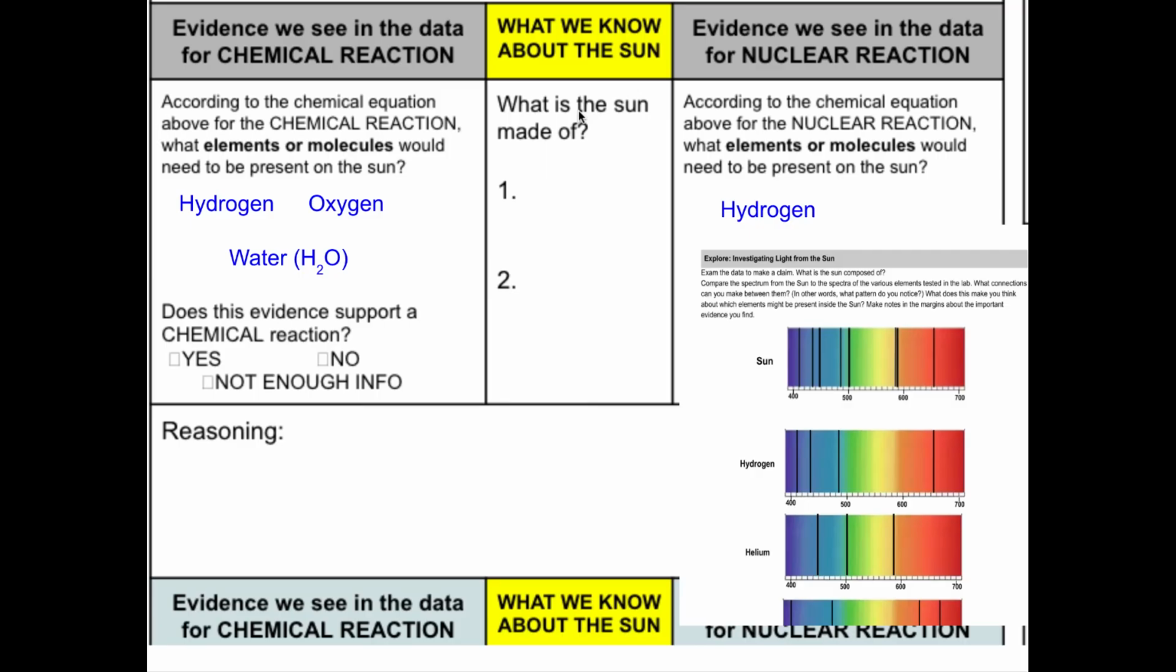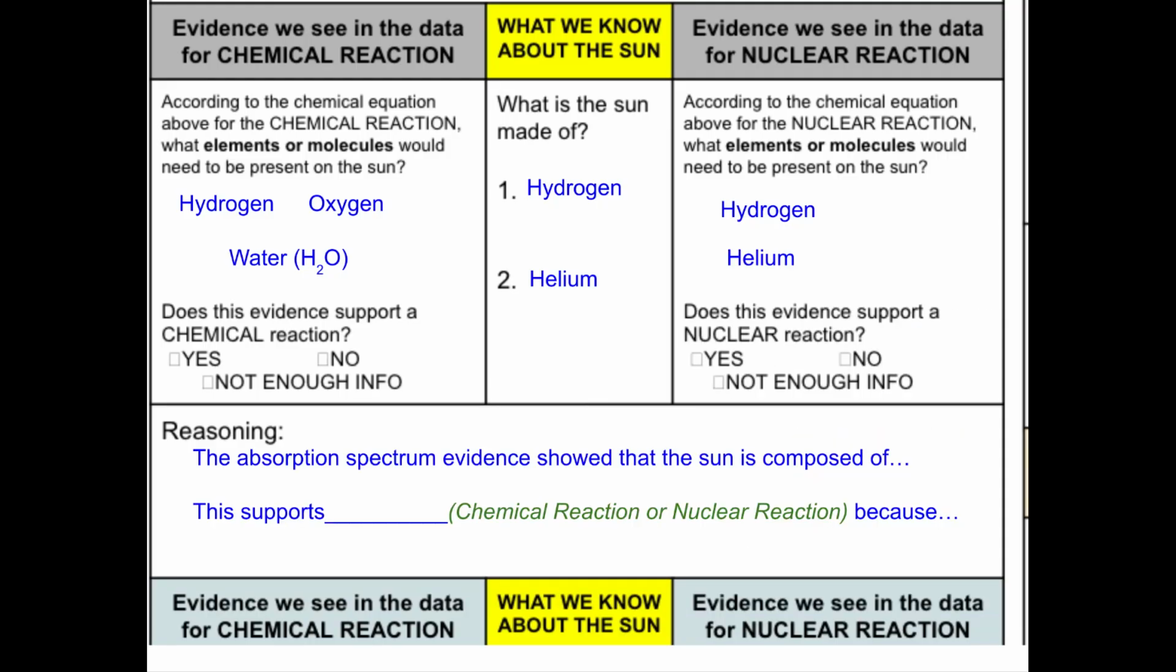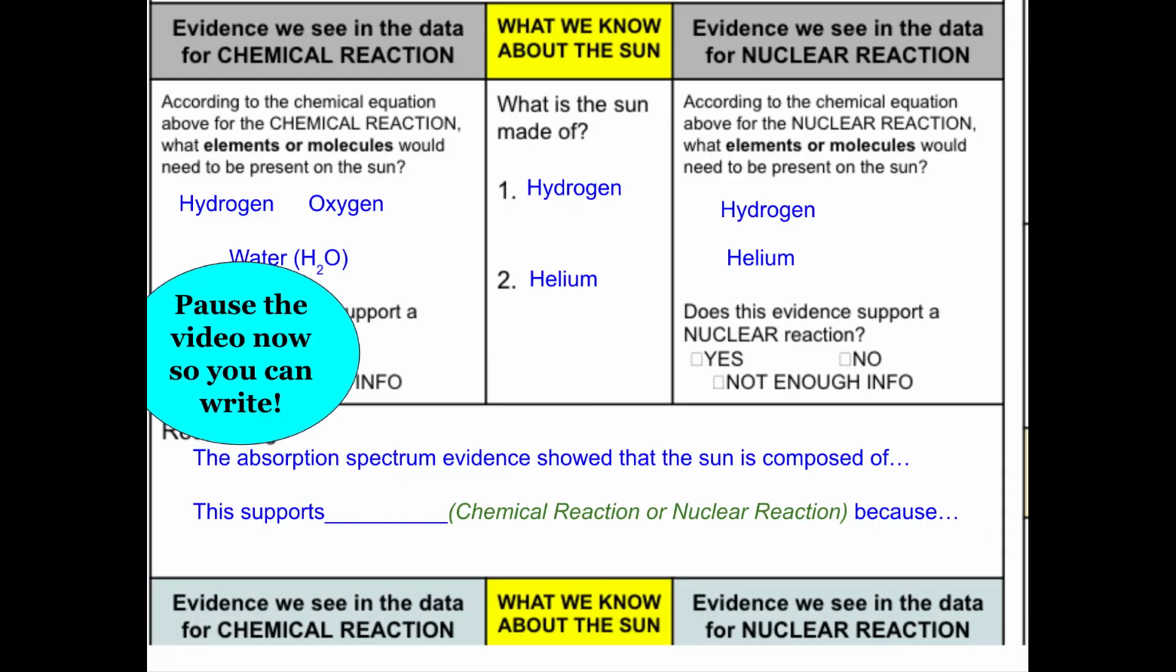Because we actually know what the sun is made of. You just identified this last class and for the last 2 weeks previously, that based on the sun spectrum, y'all decided the sun has hydrogen and helium inside it. It also has sodium. It also has some other things, but again, mostly hydrogen and helium. So that can help you decide, based on this absorption evidence we have of the sun, showing that the sun is composed of hydrogen and helium. This supports either a chemical reaction or a nuclear reaction because... So this is your turn to think about the reasoning. Please pause the video now so that everybody can write down their reasoning.